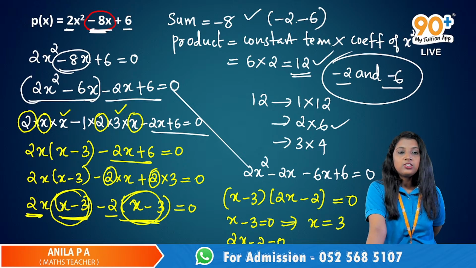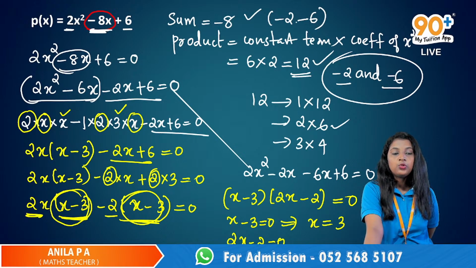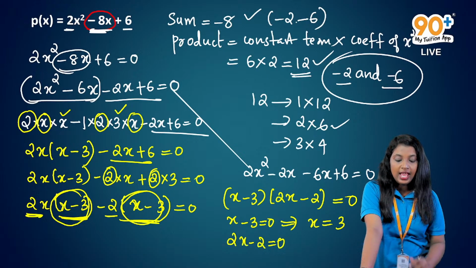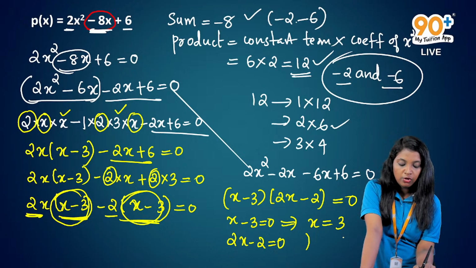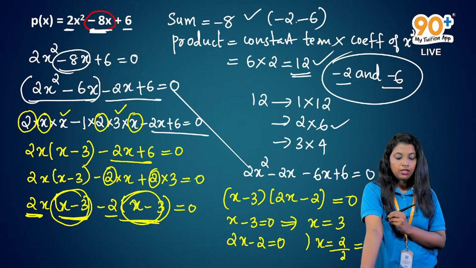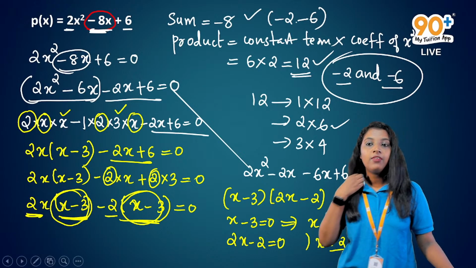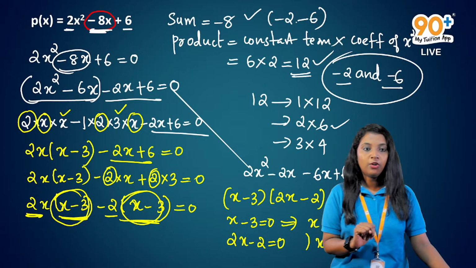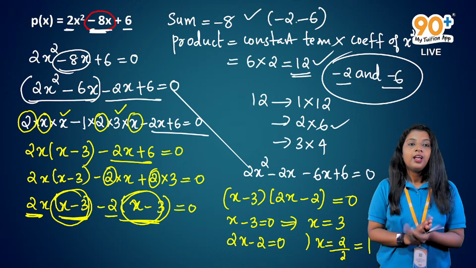Okay, 2x minus 2 equal to 0 will imply that x is equal to 2 by 2, which is 1. So, x is equal to 3 and x is equal to 1 will be the two zeros of this polynomial. Okay, x is equal to 1 and x is equal to 3 will be the two zeros of this polynomial 2x square minus 8x plus 6.